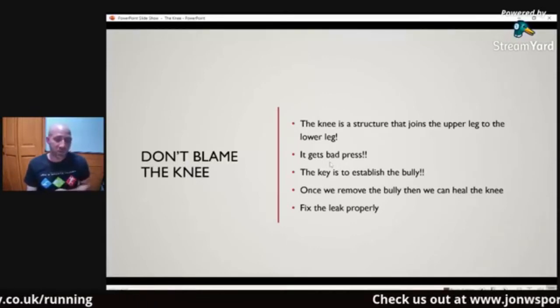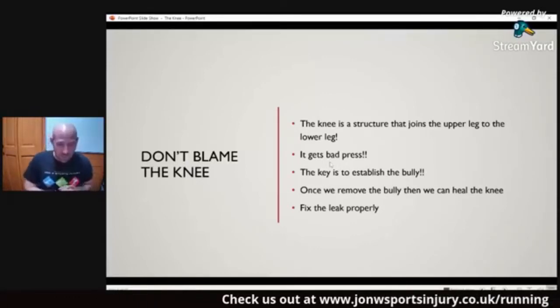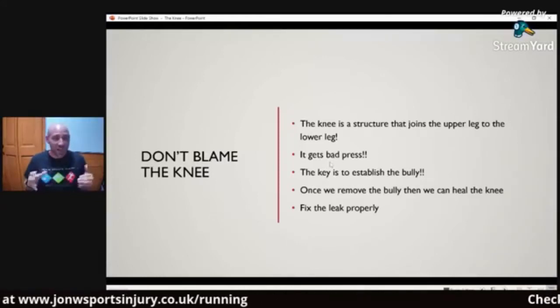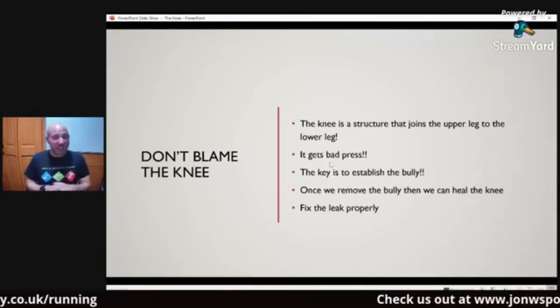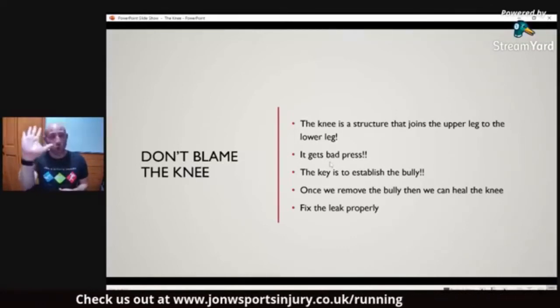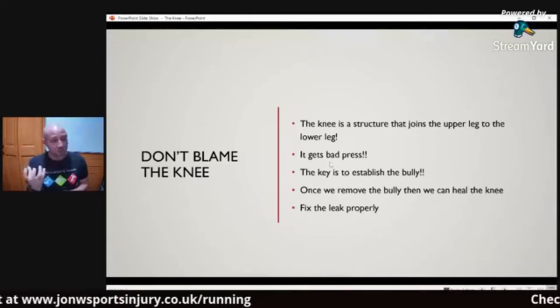So one thing, sorry, I did want to mention, just to fix the leak. Now, what I mean by this is to fix the leak properly. Again, another analogy I often give to people is if we have a leak at home, one thing we could do is just plug that leak. We could block that leak with something, but we all know that's not going to cure the problem.